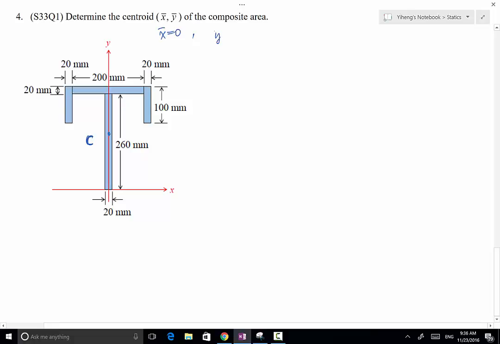All we need to do is calculate y bar, which equals the summation of y tilde A divided by the summation of A. So what does this equation mean? We can tell that this composite area is made up of 4 component areas. So we will have area 1 here, area 2 here, area 3, and lastly area 4. For each of them, we need to calculate its area, and also determine its own centroid y location, y tilde.